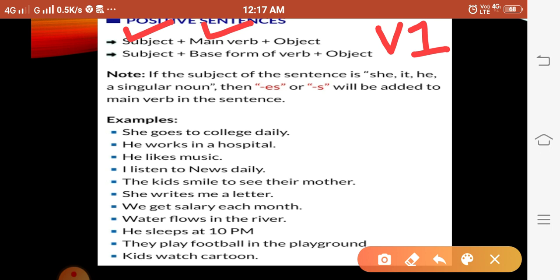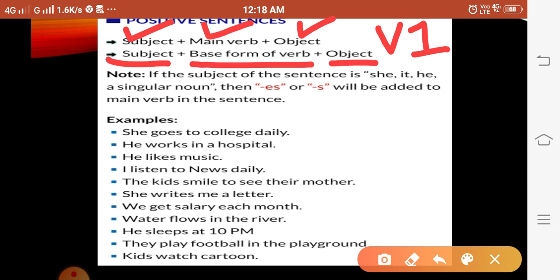So you must have a good knowledge of all forms of the verbs. Basically they are 4. First is present, second past, third past participle, and fourth present participle. Then we write object. First subject, then base form which is first form of the verb, and then object.